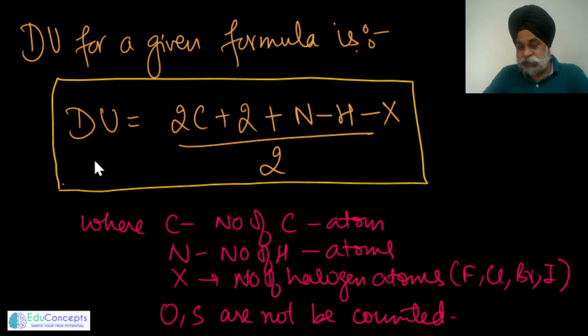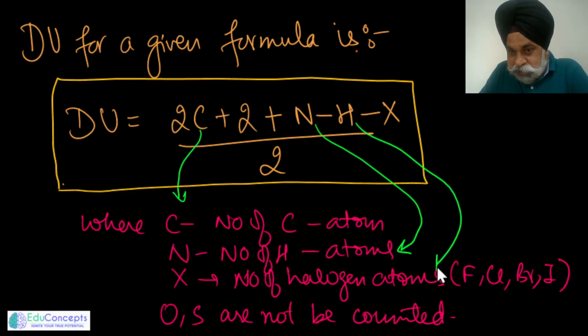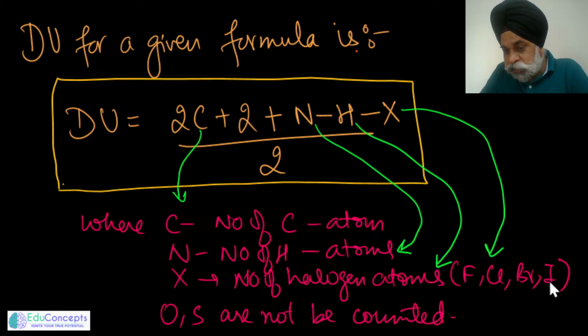What basically is degree of unsaturation? Mathematically, it is 2C plus 2 plus N minus H minus X upon 2. Here, C is the number of carbon atoms, N is the number of nitrogen atoms, H is the hydrogen atoms, and X we are defining for the halogens: fluorine, chlorine, bromine, iodine.